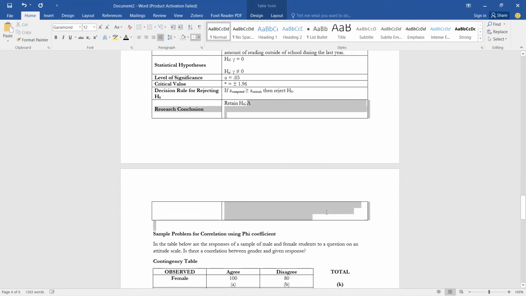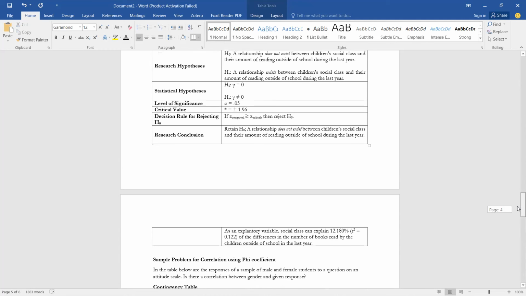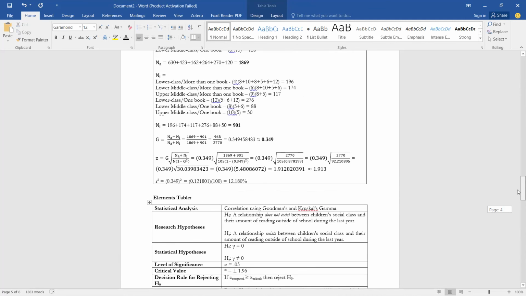No? And this means that a relationship does not exist between children's social class and their amount of reading outside of school during the last year. As an explanatory variable, social class X can explain only 12.18% of the differences in the number of books read by the children outside of school in the last year. No, we no longer interpret the relationship. No, this is interpretable, right?